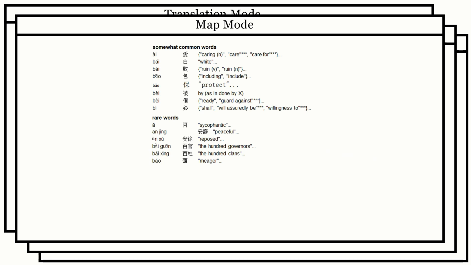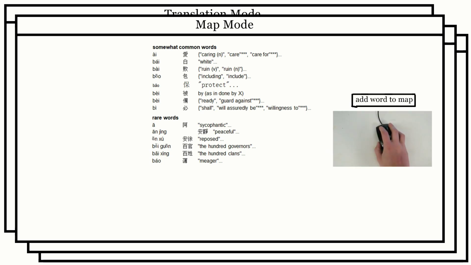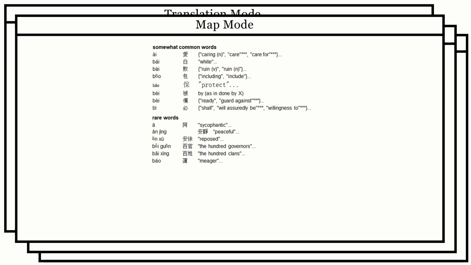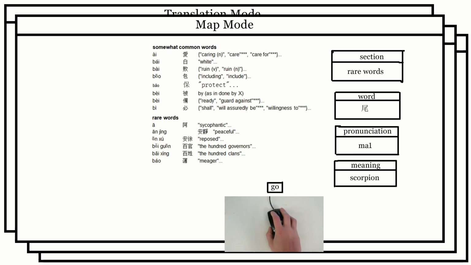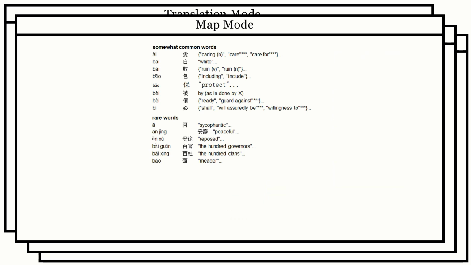For example, suppose the user clicks on the Add Entry to Map button, specifies that it goes in the Rare Words section, that the word is this Chinese character, that the pronunciation is MA1, and that the meaning is scorpion, and presses the Go button, and now an entry is added to the map in that section with that information, and the A1 is converted to an A with a horizontal line above it per the same system as in translation mode. But of course, there's a checklist item for that here in map mode as well.